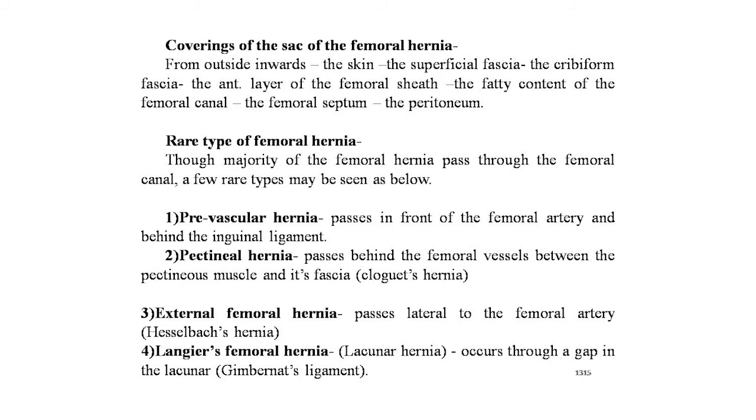Now the rare types of the femoral hernia. Though the majority of femoral hernias pass through the femoral canal, a few rare types may be seen as below. Prevascular hernia passes in front of the femoral vessels and behind the inguinal ligament. Second is the pectineal hernia, which passes behind the femoral vessels between the pectineus muscle and its fascia, Cloquet's hernia. Third is the external femoral hernia, which passes lateral to the femoral artery, that is Hesselbach's hernia. Laugier's femoral hernia, or lacunar hernia, occurs through a gap in the lacunar, that is Gimbernat's ligament.